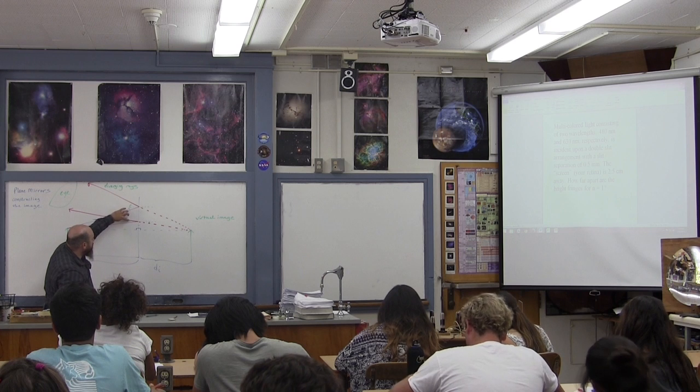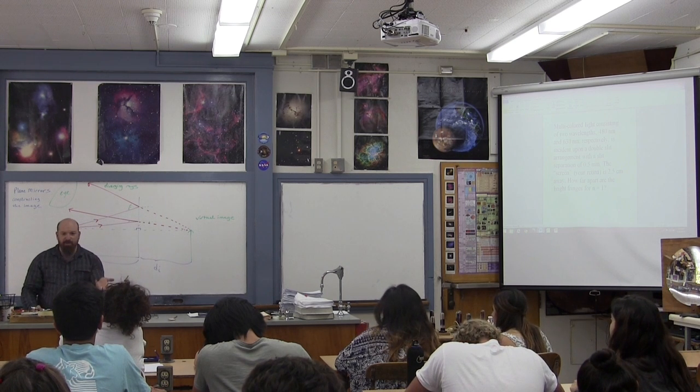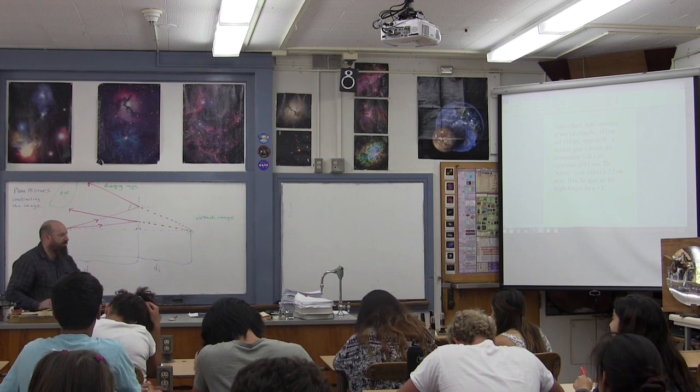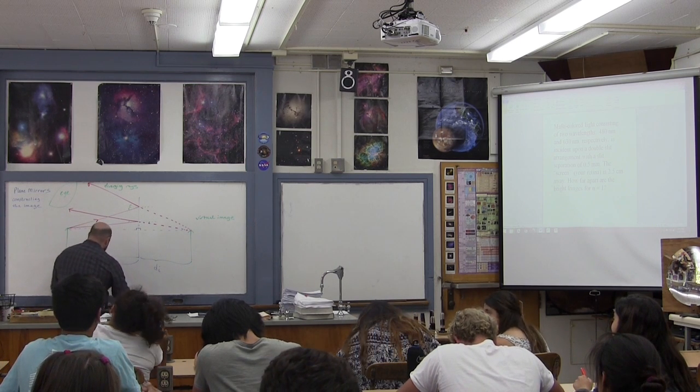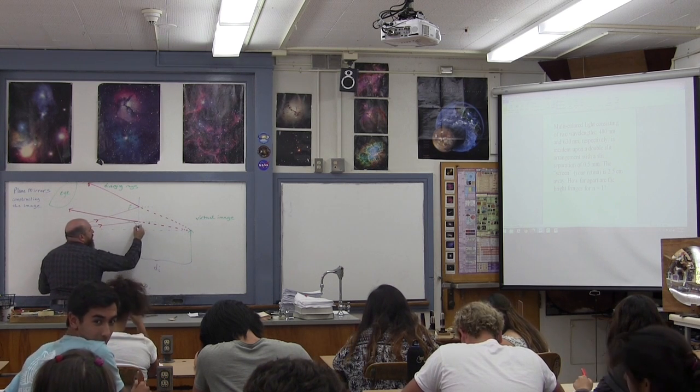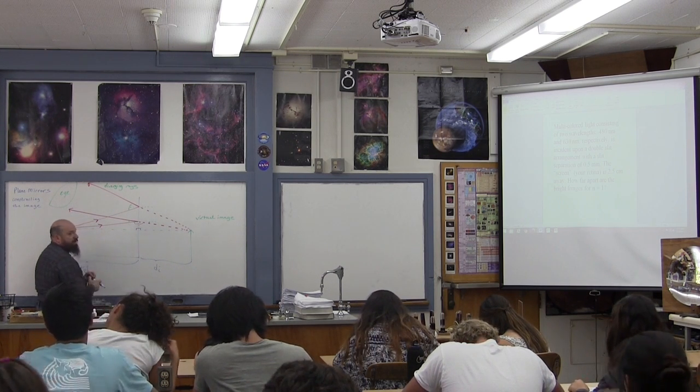Does anybody remember what that relationship from geometry is called, where this angle here is equal to this angle? Anybody remember what that's called? Oh, who cares? The angles are equal to each other. Good enough.